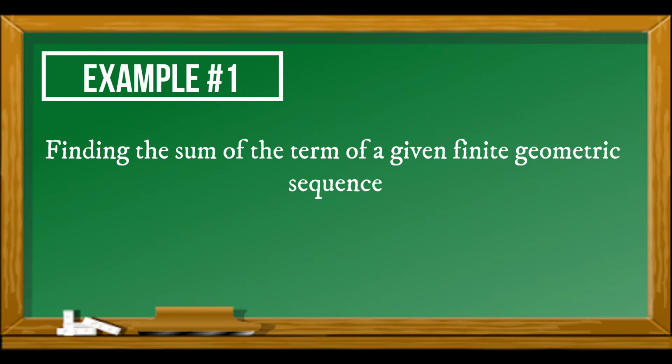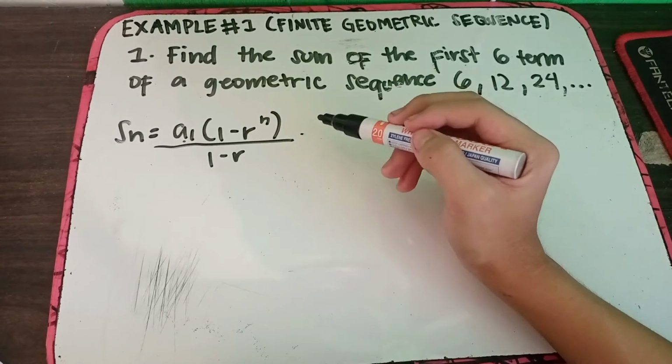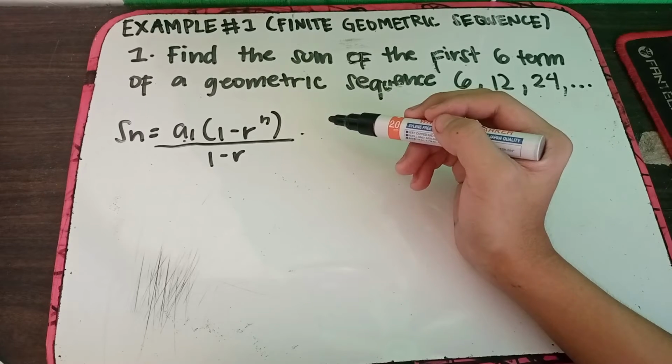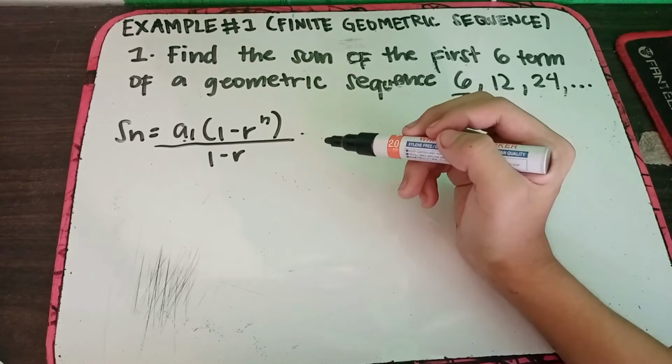Let's proceed to our examples. Let's start with finding the sum of the terms of a given finite geometric sequence. Example number 1. Find the sum of the first 6 terms of the geometric sequence 6, 12, 24, and so on. The formula that we are going to use is this. S sub n equals a sub 1 open parenthesis 1 minus r raised to the power of n close parenthesis over 1 minus r.